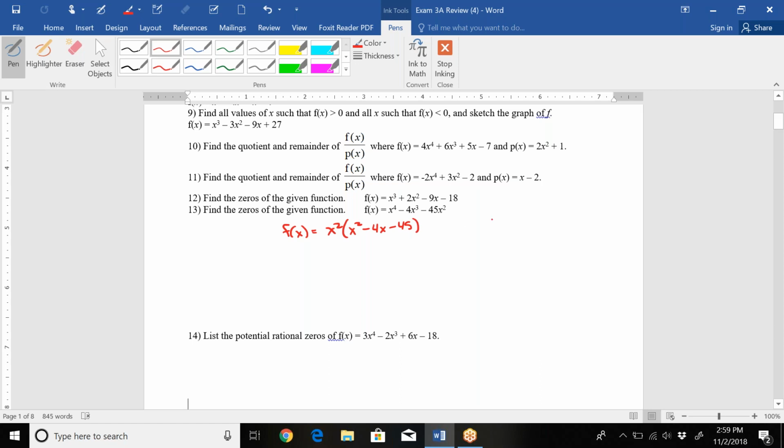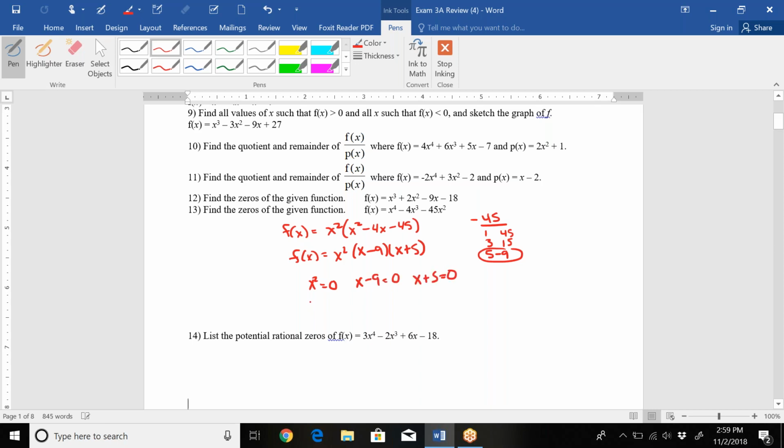That's got a 1 in front of it, so we can try to factor this using just factors of 45, which are 1 and 45, 3 and 15, 5 and 9. Looks like 5 and 9 could work for us since it's a negative 45 overall, which means we need opposite signs. So this is going to factor into x squared times x minus 9 times x plus 5. You set each of those equal to 0 to find the zeros.